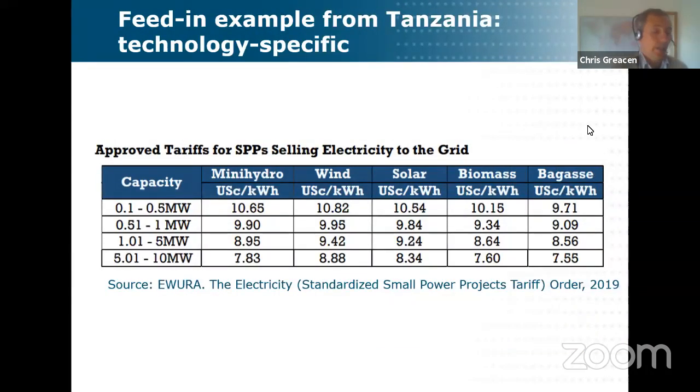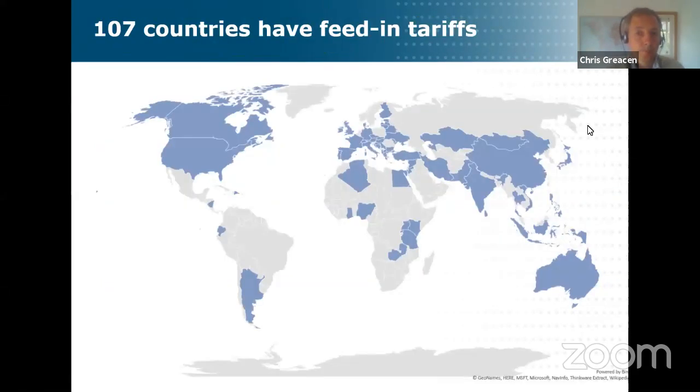Projects in Tanzania that have come online since 2017 receive a technology-specific feed-in tariff that's denominated in US dollars. As you can see, it varies from technology to technology and also on scale. Smaller projects receive a somewhat higher tariff than larger projects. There are now about 107 countries that have feed-in tariffs. This is a fairly common mechanism worldwide, especially among OECD countries.